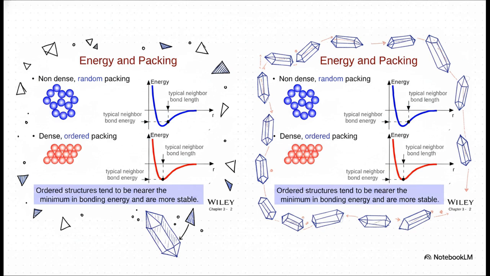The crucial takeaway here is that dense, ordered structures reach a much deeper minimum in bonding energy. Because they sit nearer to that minimum, they are just fundamentally more stable. Nature absolutely loves stability, and that is exactly why metals organize themselves into these tight, highly organized crystalline blueprints.